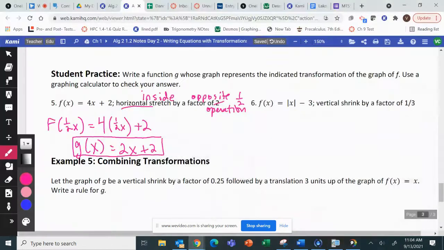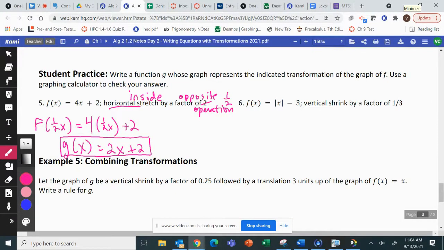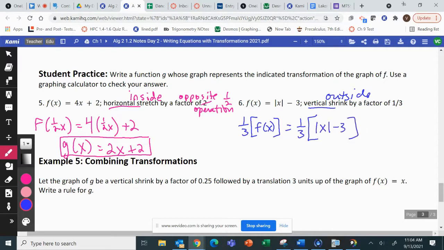All right, number 6, we are doing a vertical shrink by a factor of 1/3. So vertical goes on the outside. So we'll have 1/3 outside of f of x. So I'll have 1/3 outside of absolute value x minus 3. I'm going to simplify that.